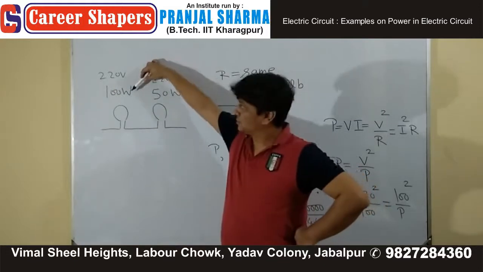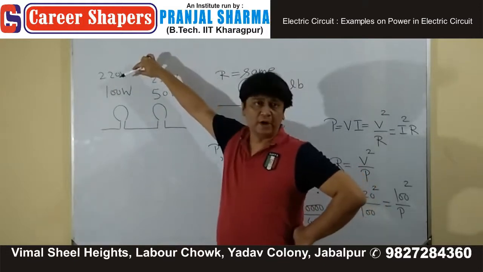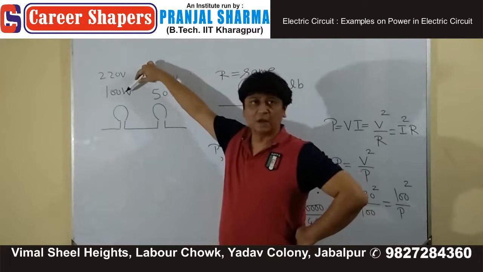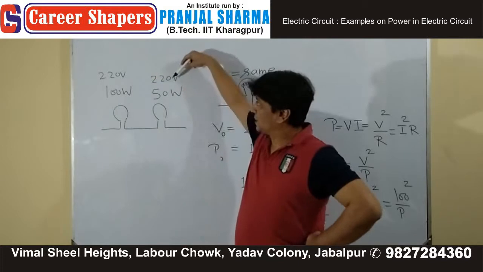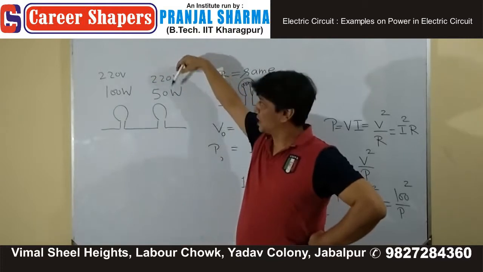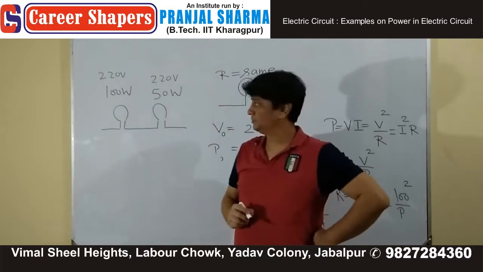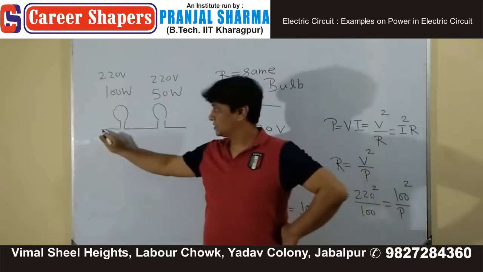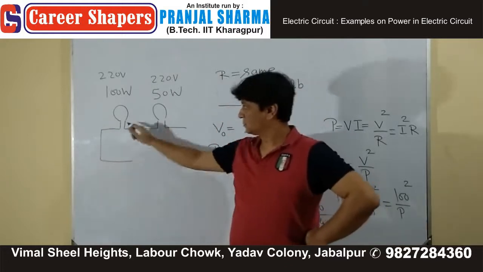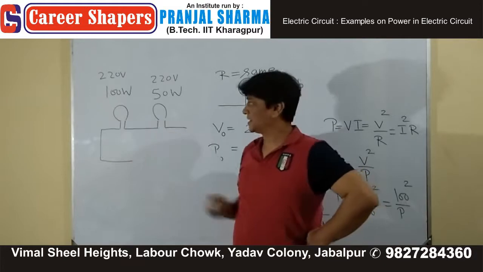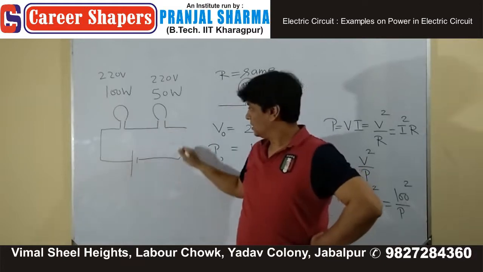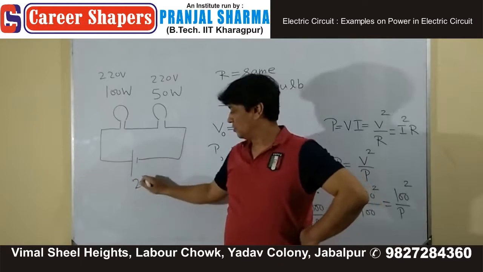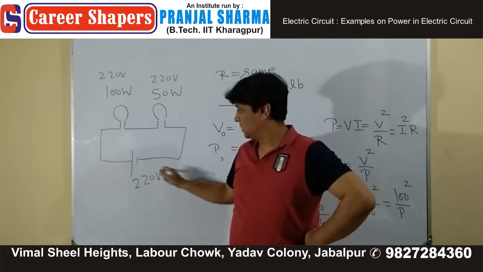When you connect this bulb to a 220 volt supply, it will give you 100 watts. When you connect this bulb to a 220 volt supply, it will give you 50 watts. These two bulbs are connected in series across a 220 volt battery.